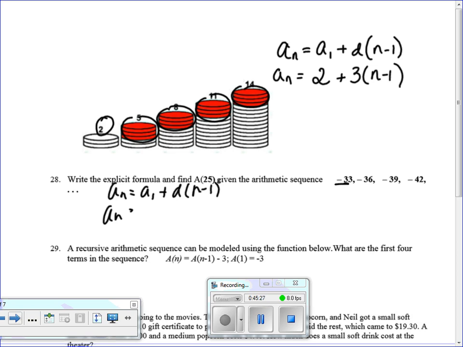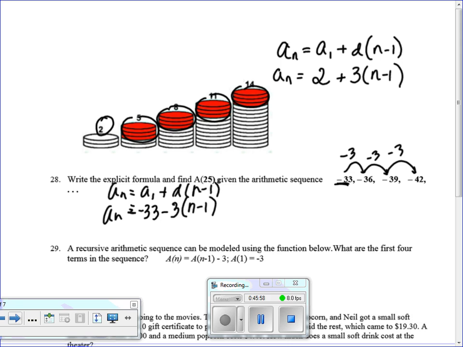The first term is negative 33 plus your common difference. So what are we changing? How are we changing to get from one term to the next? And what's happening here is we are subtracting by 3. So your common difference in this particular case is 3. So instead of plus 3, because it's not a positive 3, it's a negative 3, we're going to subtract it. So minus 3 times n minus 1.